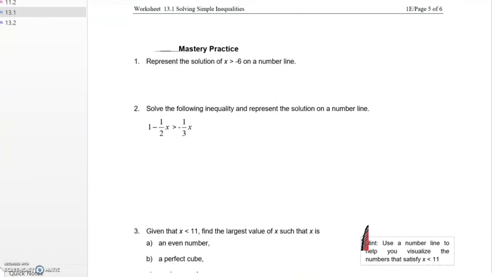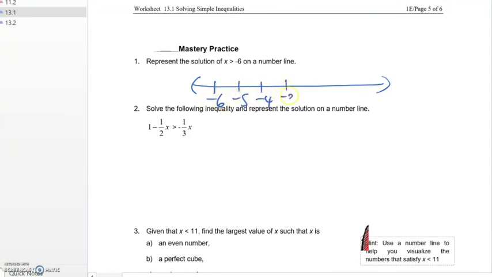Alright, so question 1. This will be the number line that we are looking at. So x is greater than -6. So definitely you need -6, -5, -4, -3, -2, -1, and 0. Hollow circle because there is no equal sign. It's just a more than sign, and then to the right. That's it.